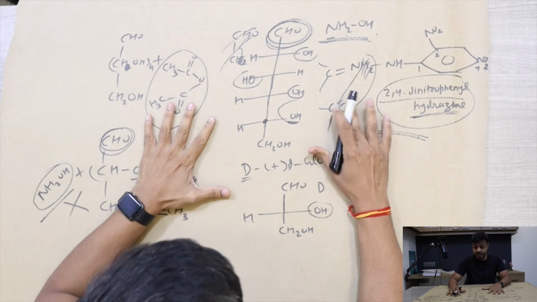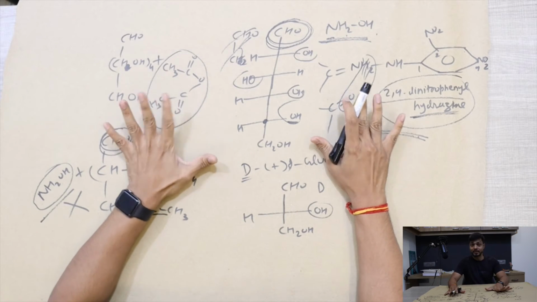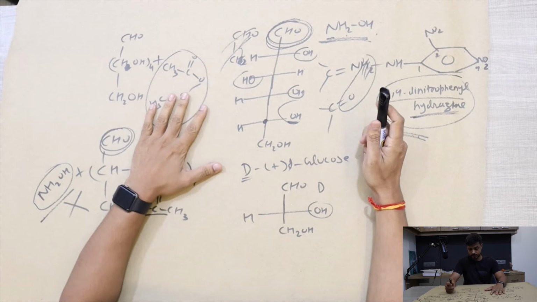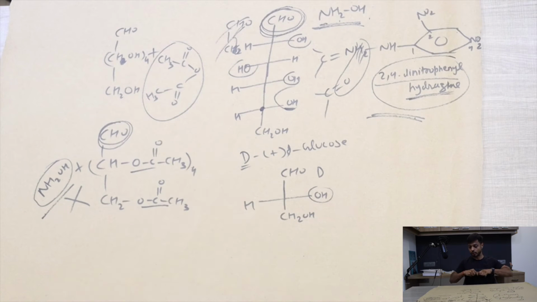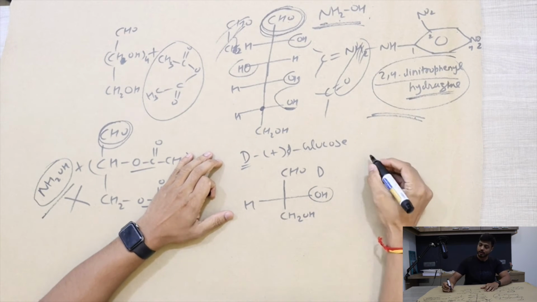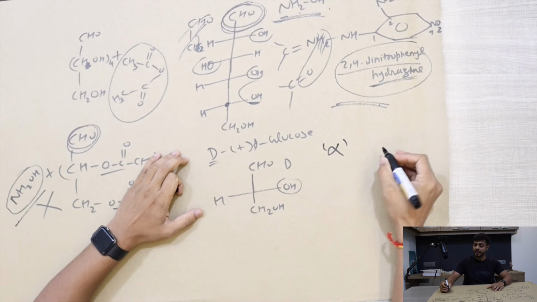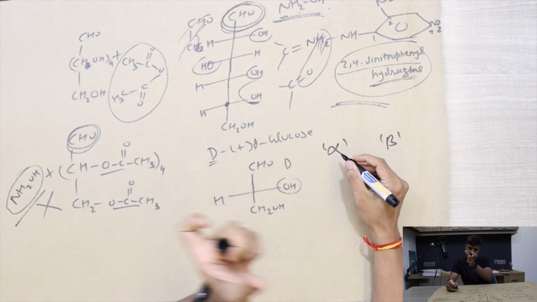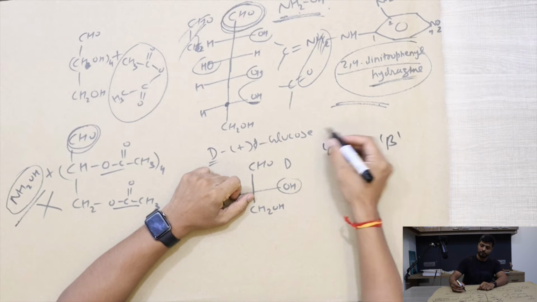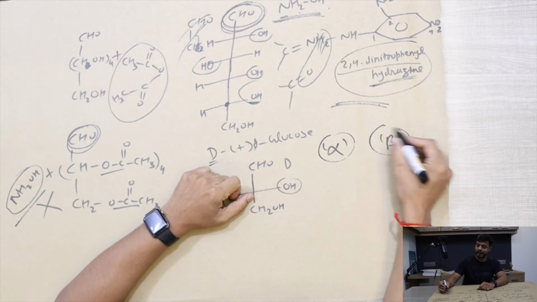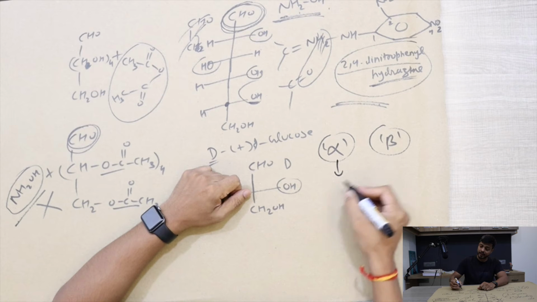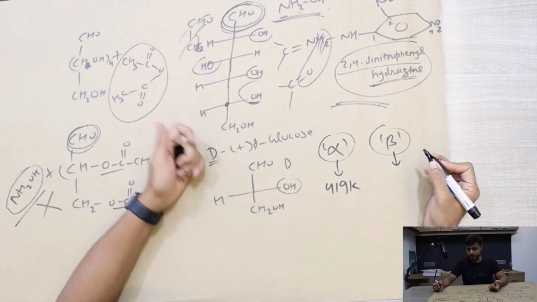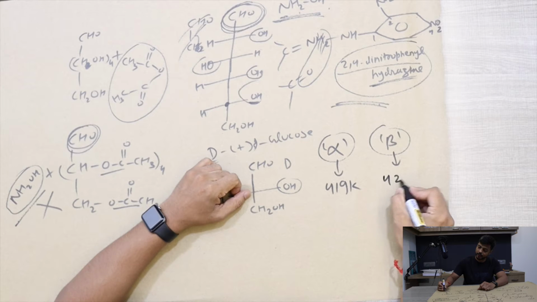For the reasons I just explained, we have to modify our structure. The modification is that glucose actually forms in two forms. One is the alpha form of glucose and one is the beta form of glucose. I'll tell you the main difference between them on the basis of structure, but for now, physically they are different because they have different melting points. The alpha form has a melting point of 419 Kelvin and the beta form has a melting point of 423 Kelvin.